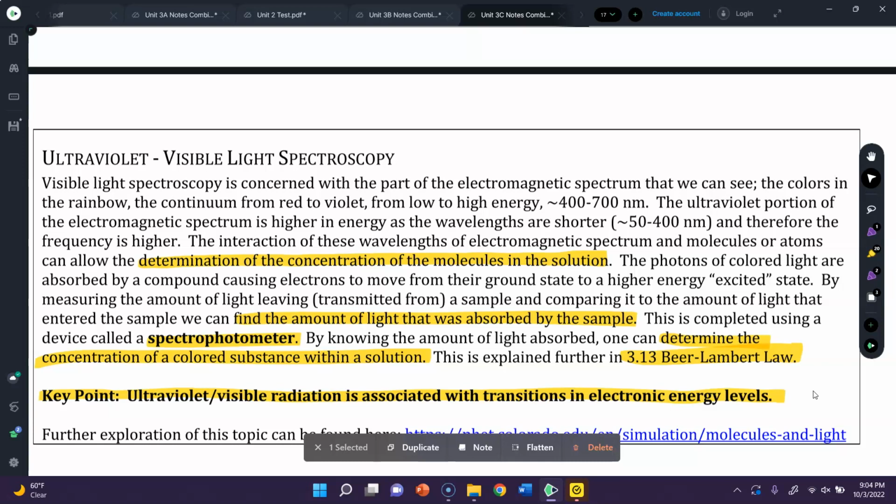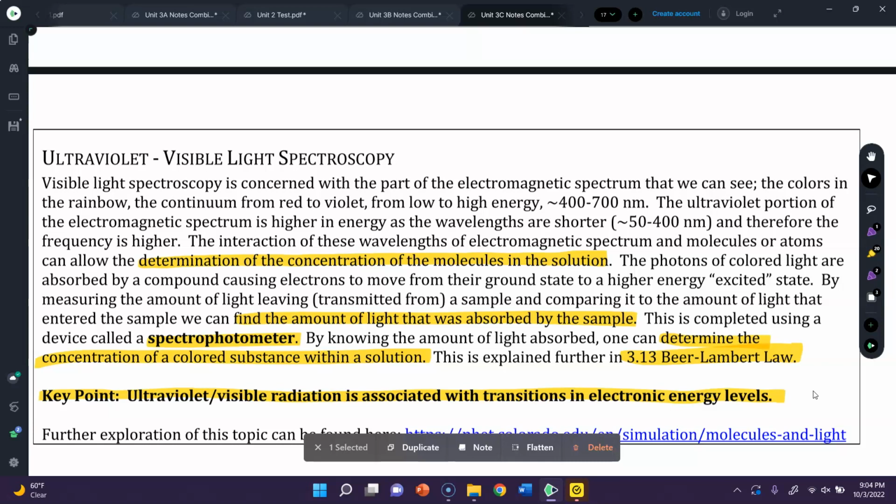The photons of colored light are absorbed by a compound, causing electrons to move from their ground state to a higher energy excited state. By measuring the amount of light leaving or transmitted from a sample and comparing it to the amount of light that entered, so comparing what you started with to what you ended up with at the end, you can find the amount of light that was absorbed by the sample.